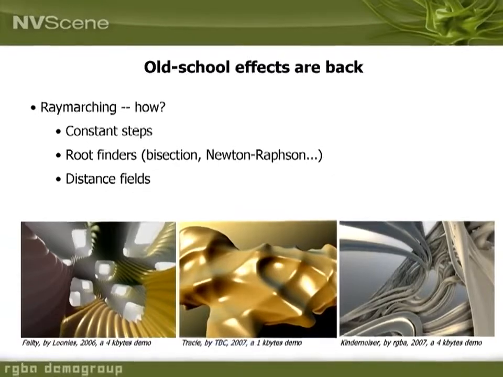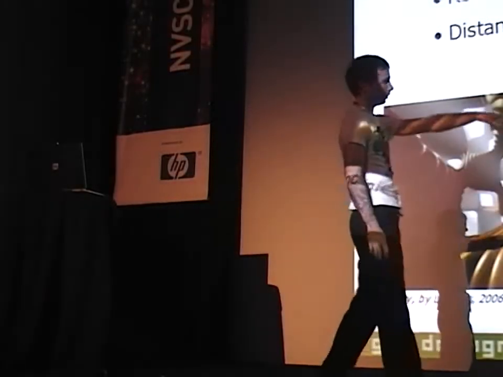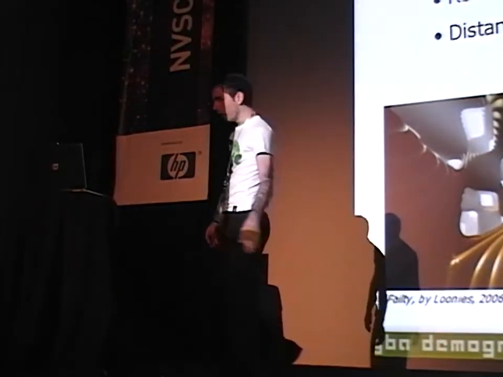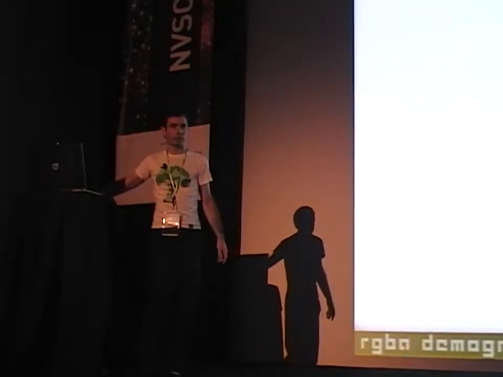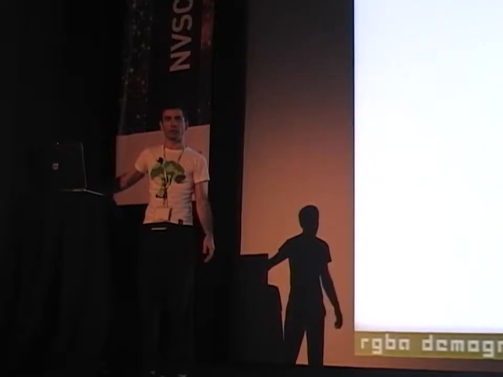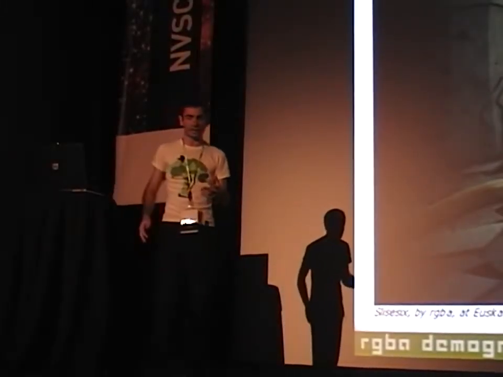And then you have another way to do it, and I don't know how it's called, I call it distance fields, and that's actually the one I used for that 4K demo on the right, Kinder Noiser, and that's what I'm going to speak about now in the second part of the presentation, that's a bit more technical. So it's rendering with distance fields.